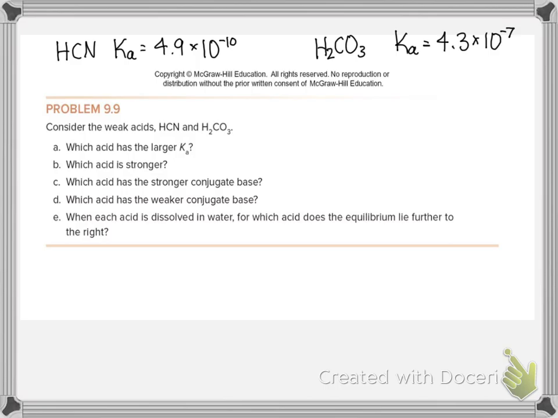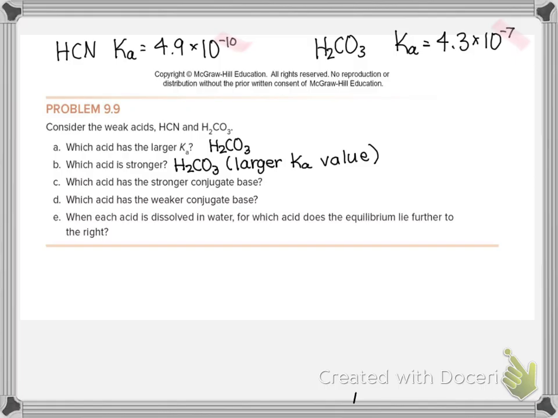So which one is larger? Well, look at the exponents, a -10 versus a -7. Remember, the lower the negative exponent, the larger. So in this case, H2CO3 has the larger of the two Ka values. Then which acid is stronger? Okay, so H2CO3, and I'll just write it in parentheses because we know this, it has a larger Ka value. So the larger the Ka, the stronger the acid.